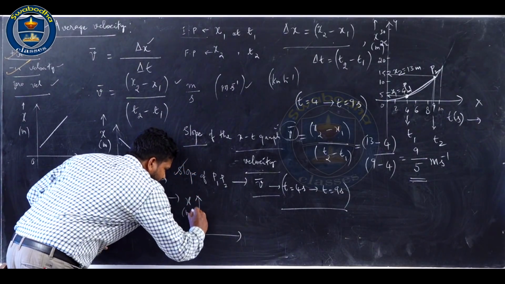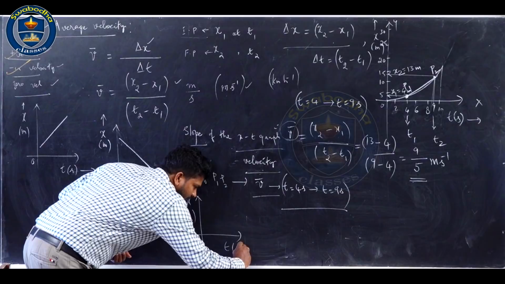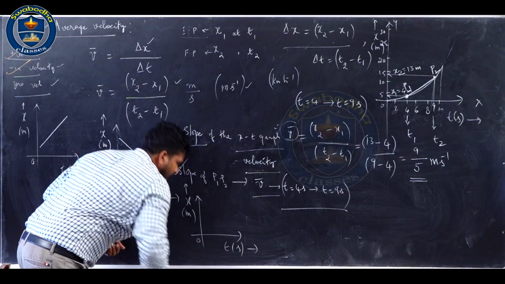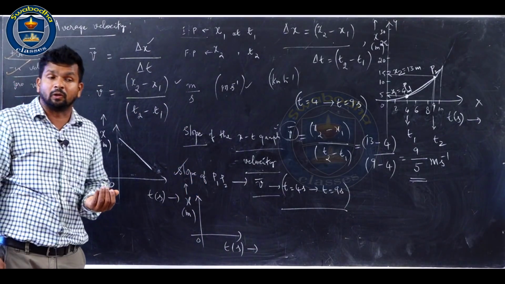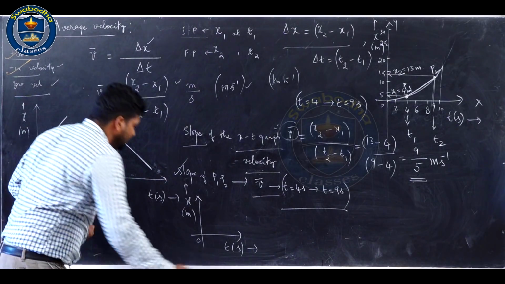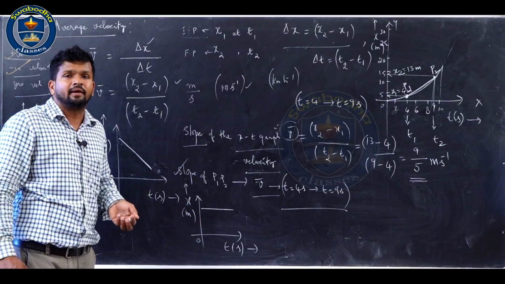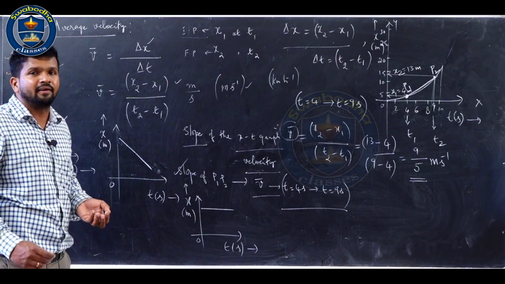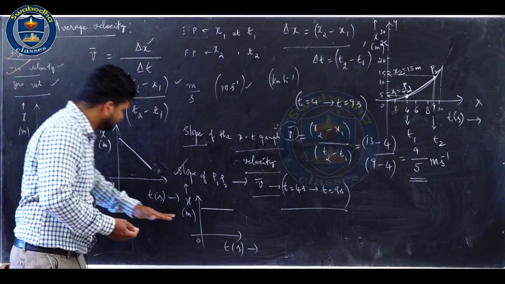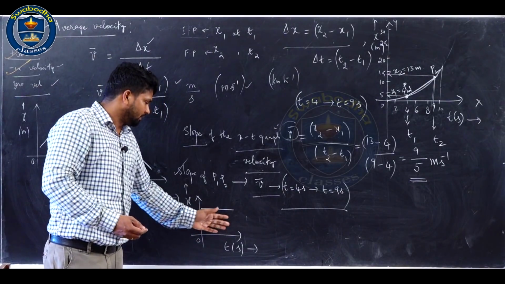Position time graph, x in meter, time in second. Zero velocity: the slope of the straight line must be 0. Zero velocity means the body is not moving. It has no velocity. The body is at rest. Okay, you are all familiar with this.